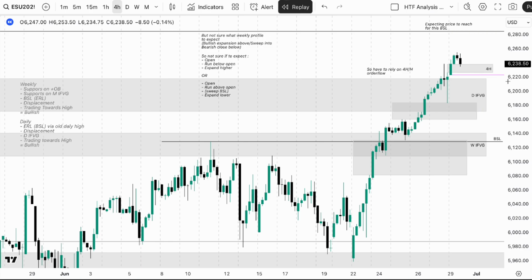So here's the 4-hour. We see that we are still within that 4-hour bullish fair value gap. We have ran higher now, even higher out of this daily inversion fair value gap. So we're still going to consider ourselves bullish. The 4-hour is still looking very bullish.